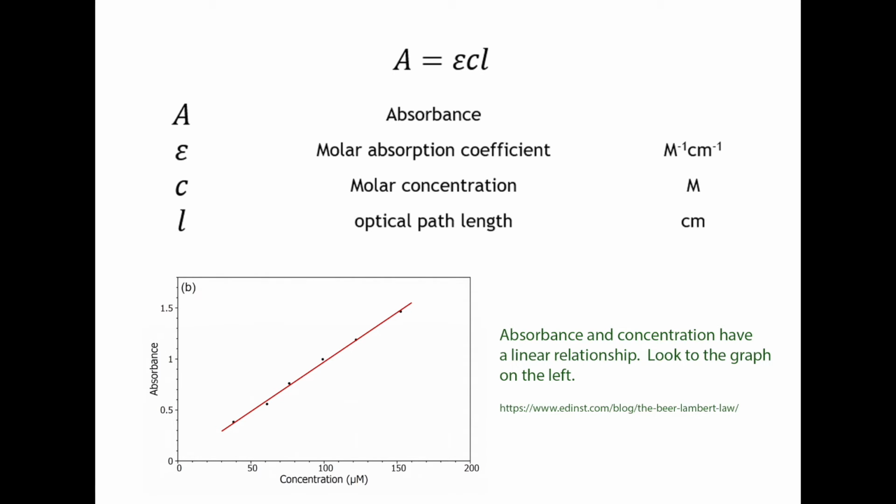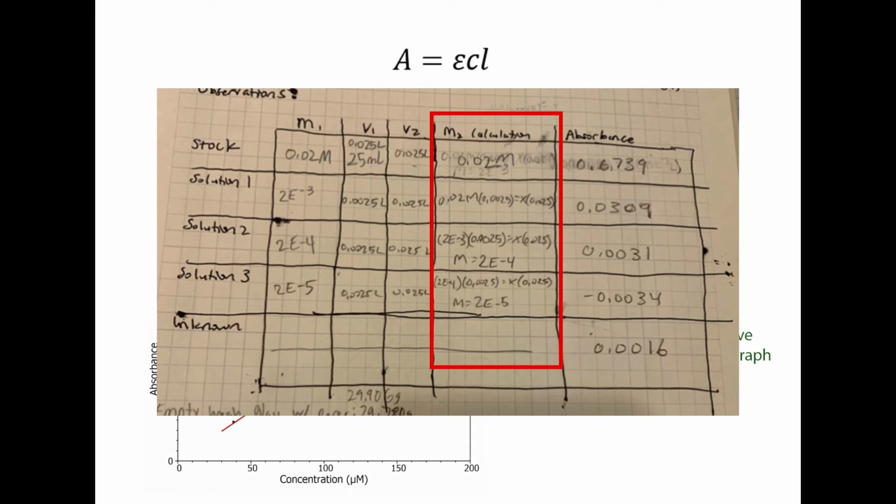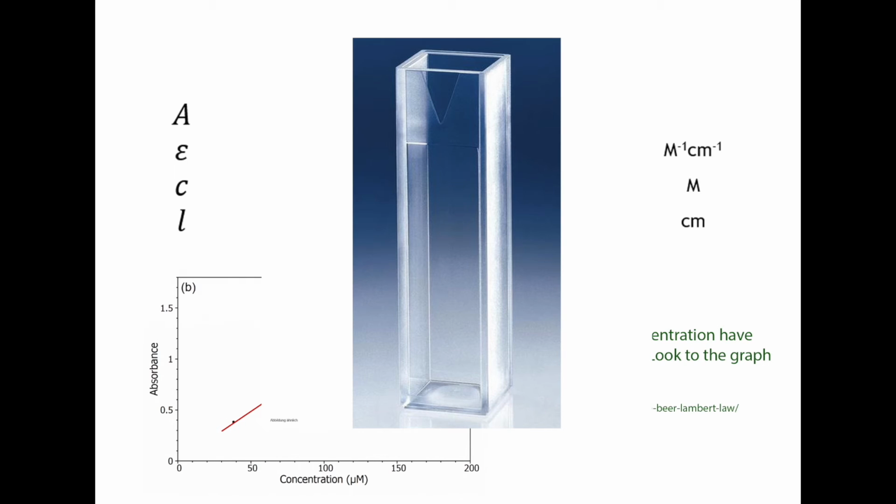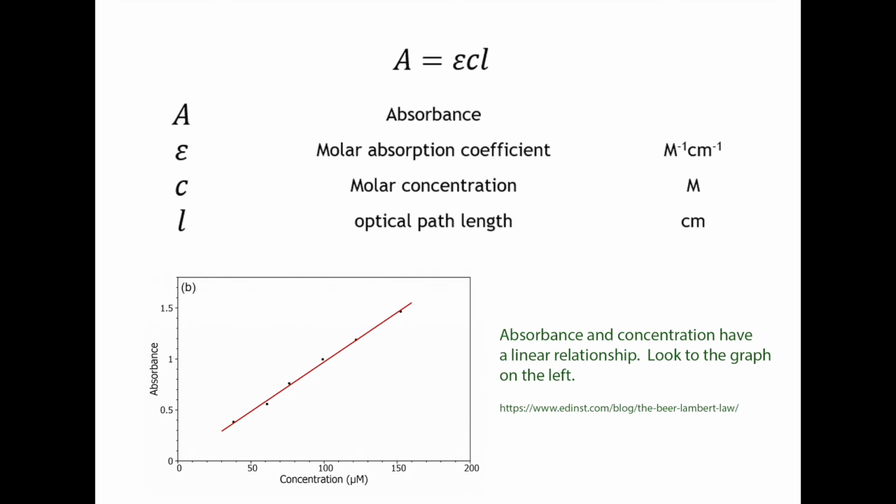Failing to zero the machine would lead to an inaccurate graph that misrepresents the relationship because it would be including the absorbance value of the solvent. Molar concentration comes from the molarity we calculated for our solutions. Optical path length is the cuvette's length, which is normally 1 centimeter. All these components can be used to calculate absorbance.